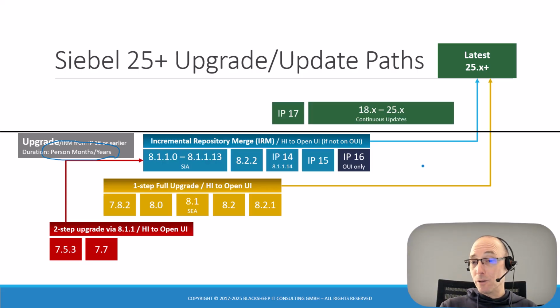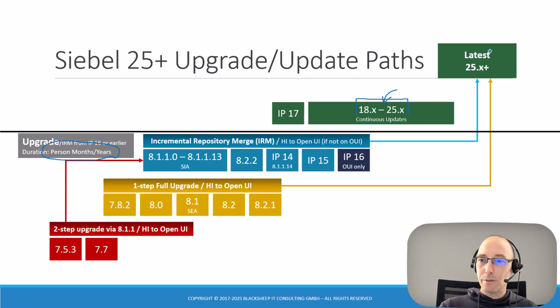Or you might have been on an earlier release. You might have done this big upgrade before to IP17. That was a long time ago already, 8 years. Or you are on anything on the modern Siebel releases. And the modern continuous update releases are Siebel 18 to 25 at the time of recording. You might be somewhere here. Like we mentioned in our examples, you're on 24.12, so you're right here.